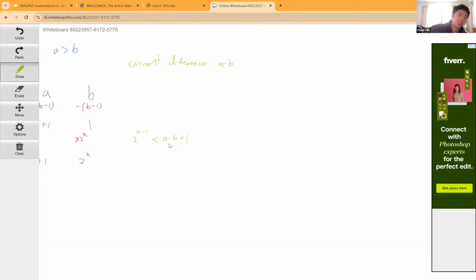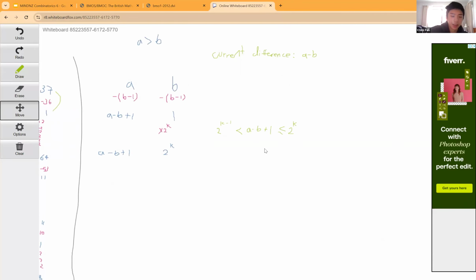a minus b plus 1 must be bigger than 2 to the k minus 1, right? That's the smaller power of 2. And it is less than or equal to 2 to the power of k, because 2 to the power of k is the first power of 2 that is larger than or equal to a minus b plus 1, right? So that's an inequality that contains the information that we want.